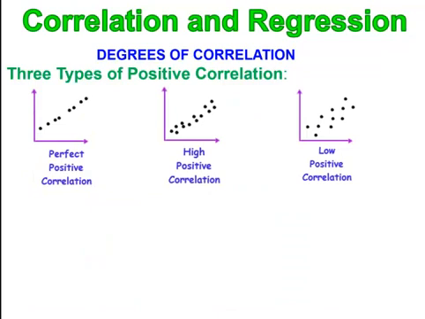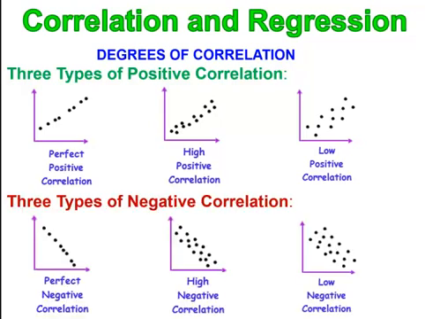So there's three types of positive correlation. The first type is a perfect positive correlation, and that is when your graph creates a line in a positive direction. There's the high positive correlation, and that is when the graph is going in a positive direction and the points are closely gathered together. And then there's a low positive correlation where the graph is going in an upward direction, but the points are scattered out a little further.